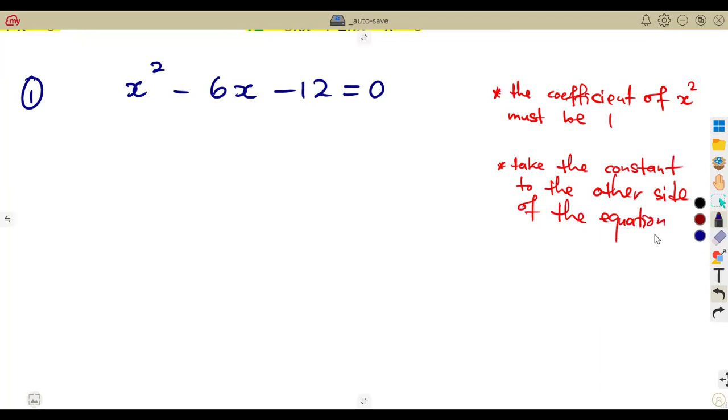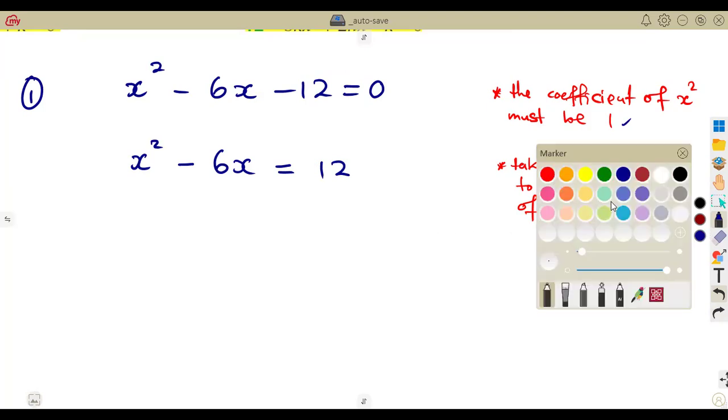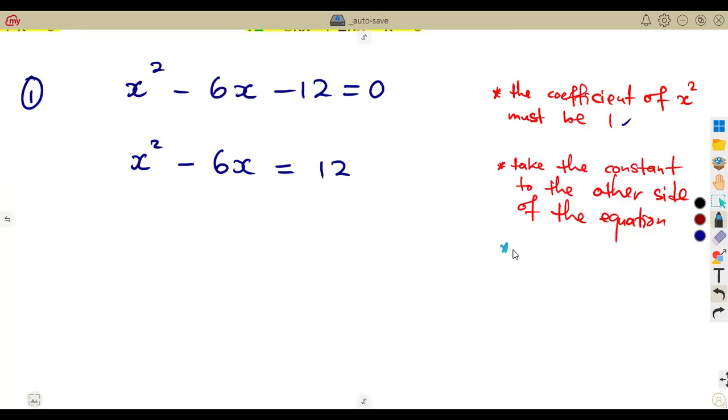Meaning to say, in this question that we have, the coefficient of x squared is 1. This is fine. So we're just going to take the constant, minus 12. This is our constant. So you're going to have minus 6x. Take it to the other side of the equation. It is going to be a plus 12. So this is equal to 12. Then complete the square on the left-hand side.